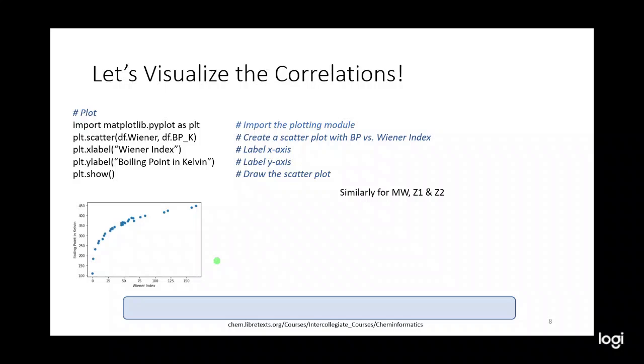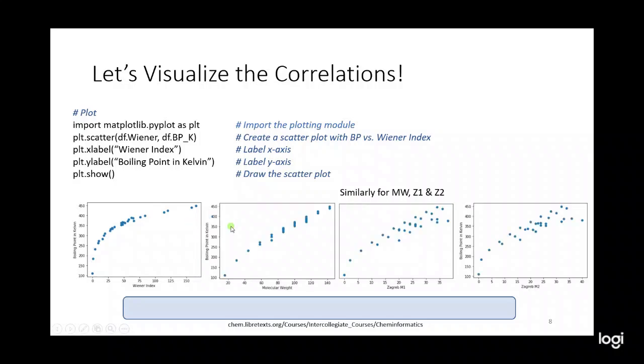Similarly, we can write similar codes to plot the molecular weight, Zagreb index 1, Zagreb index 2 against the boiling point. We just need to change the second and third line of the code a little bit for each descriptor. These additional plots reveal mostly linear relationships with the boiling point. There are a couple of interesting points. First, all four descriptors show correlation.